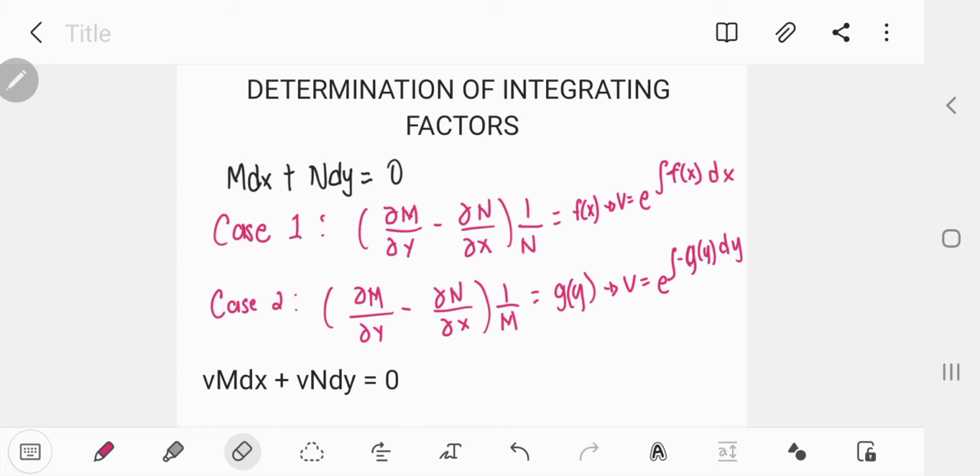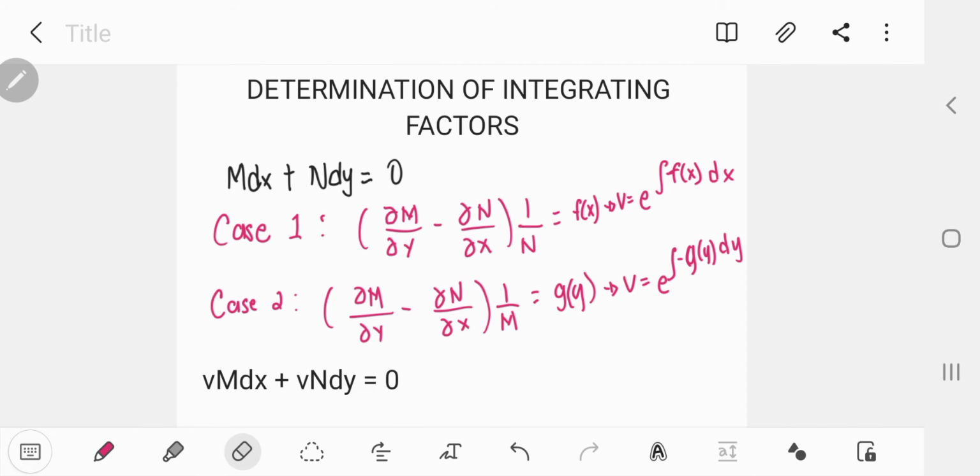We have the given M dx plus N dy is equal to 0. We have two cases. The first case is we have the partial derivative of M with respect to y minus the partial derivative of N with respect to x, times 1 over N, is equal to f of x, if b is equal to e raised to the integral of f of x dx.